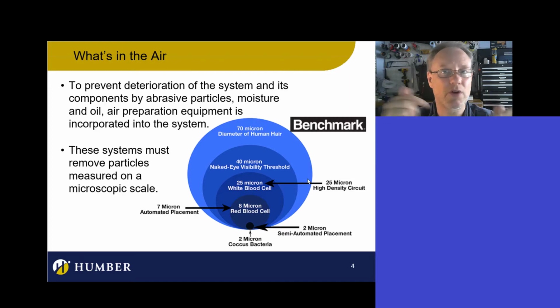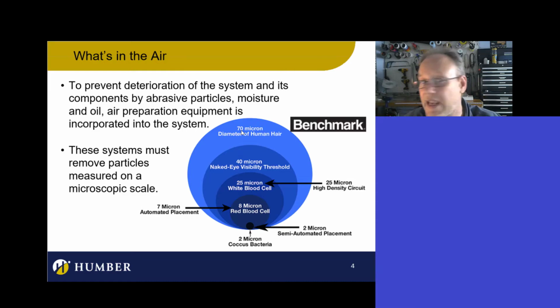Because when you're ordering filters and looking at filters, you will see that they are rated in microns. So we've got this little chart here, and it's actually interesting. It gives you a perspective. 70 microns is a human hair. Some hair is a little thicker and some a little thinner, so it's pretty average, 60 to 80 or so.